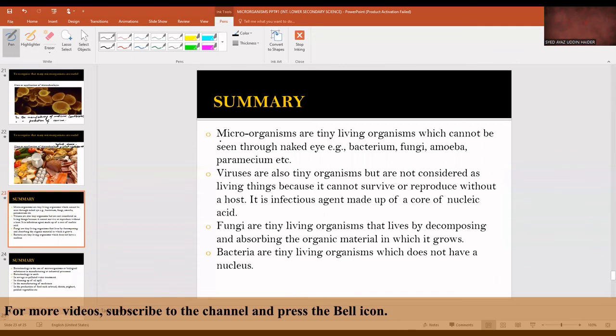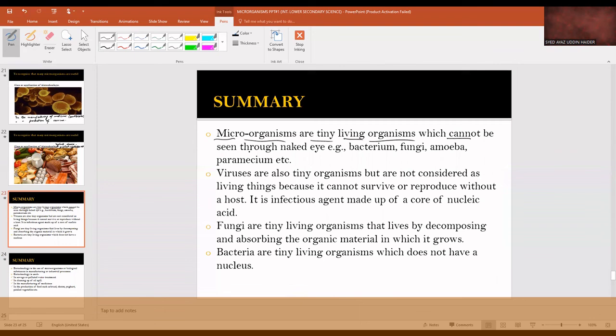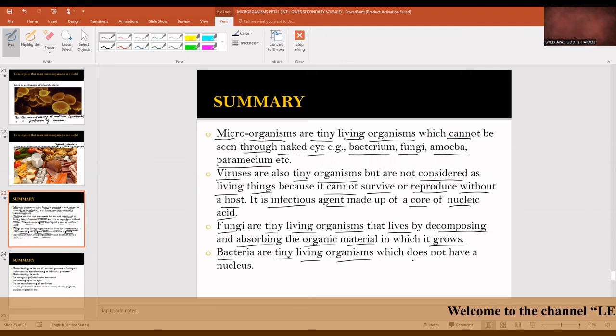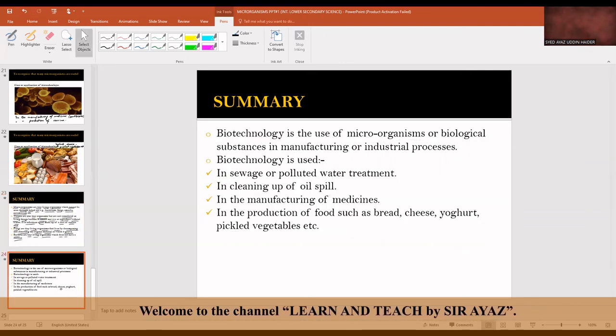Here's the summary of this video lesson. Microorganisms are tiny living organisms which cannot be seen through naked eye. Bacterium, fungi, amoeba, paramecium, etc. Viruses are also tiny organisms but are not considered as living things because it cannot survive or reproduce without a host. It is an infectious agent made up of a core of nucleic acid. Fungi are tiny living organisms that lives by decomposing and absorbing the organic material in which it grows. Bacteria are tiny living organisms which does not have a nucleus.